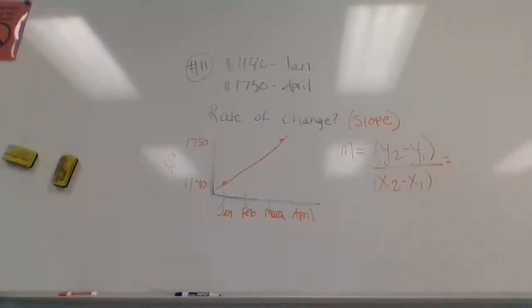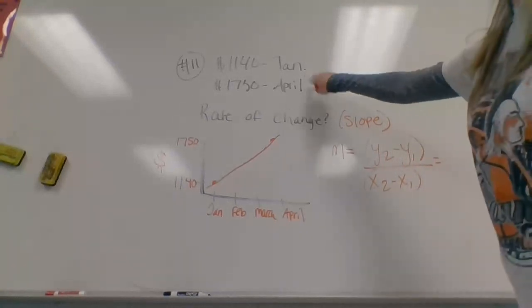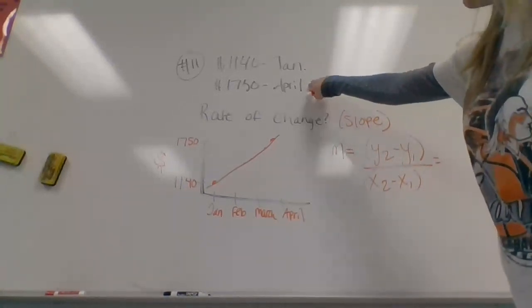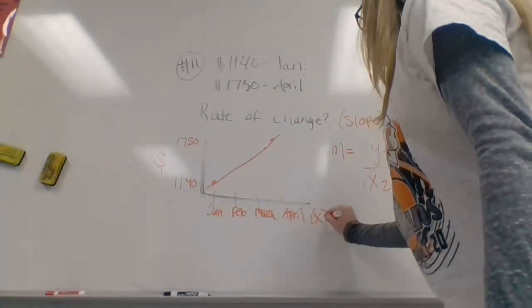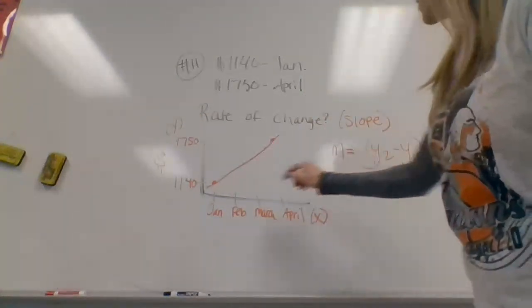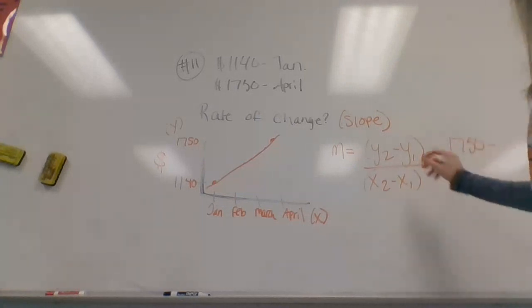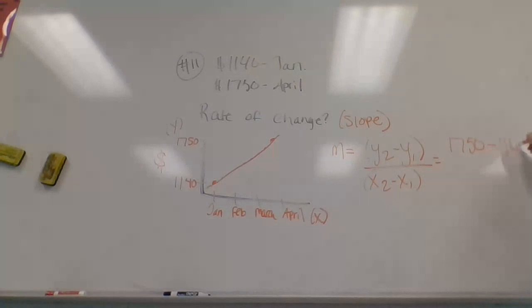To kind of keep the equation going then, looking at my y2 value, I need to look at my second group of numbers. In this case, we're looking at April and 1750. So remember, our x-axis is here, our y-axis is here. So my y2 value is 1750 minus my first y value, which is 1,140.